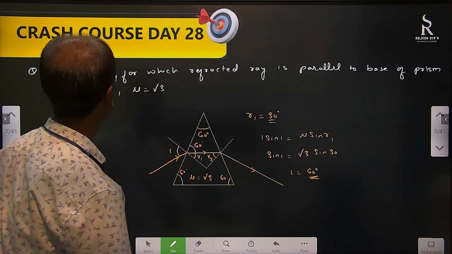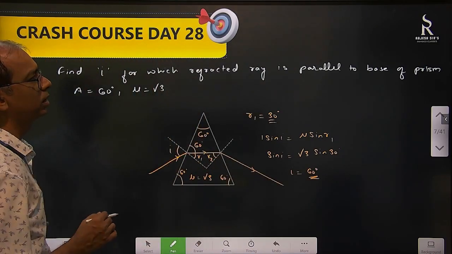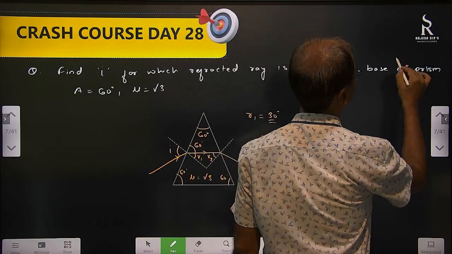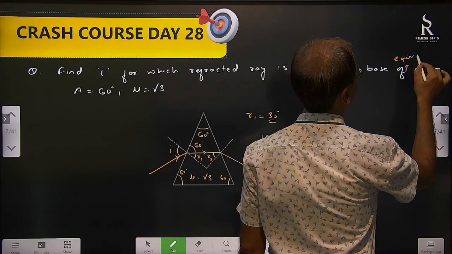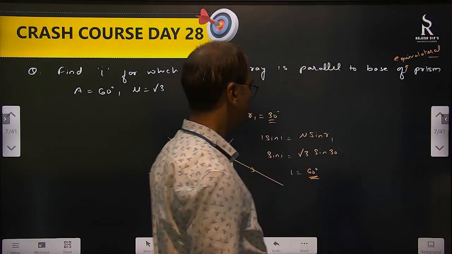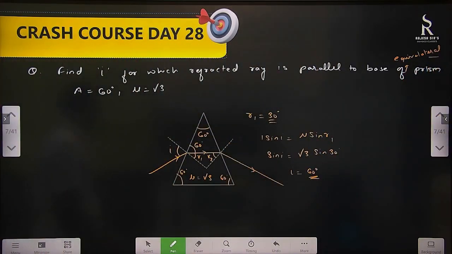So here what was required? Find I for which the refracted ray is parallel to the base of the equilateral prism. Here we can do this. Then what next is there? Let's see.